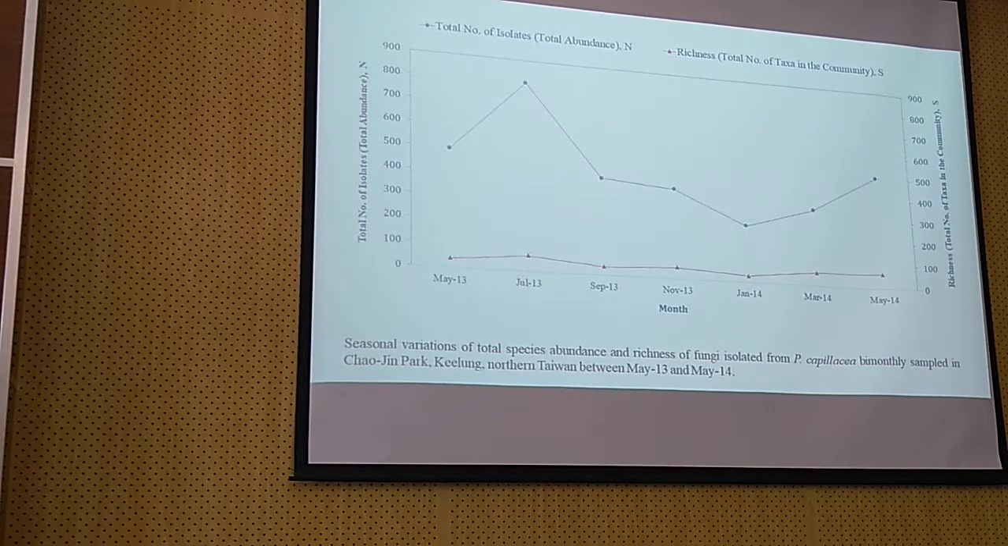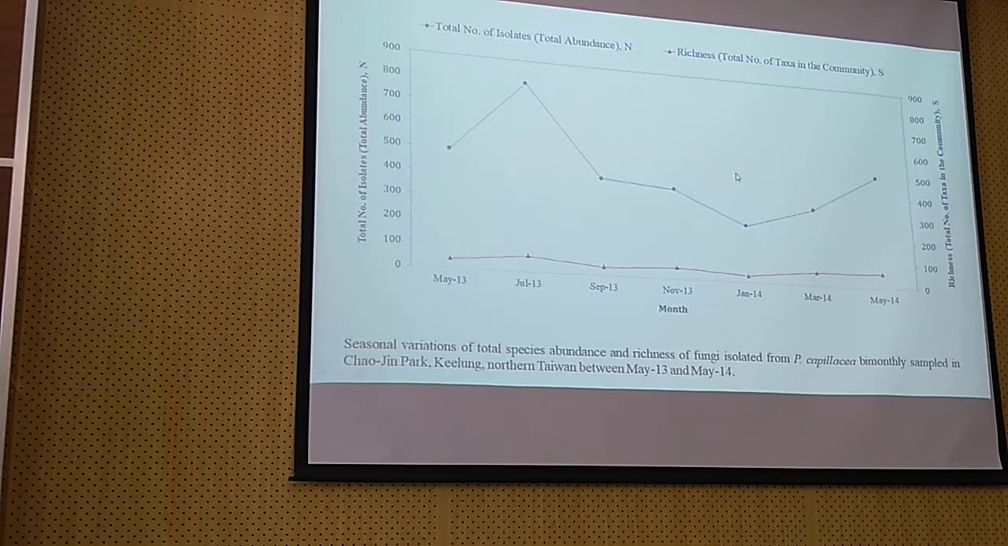Now, I told you I look at the seasonal variation as well. Now this is the graph, which shows the abundance and the species richness. You can see that during the summer months there is generally higher species richness, which means a higher number of different species. And in the summer months they also have more isolates than the winter months.